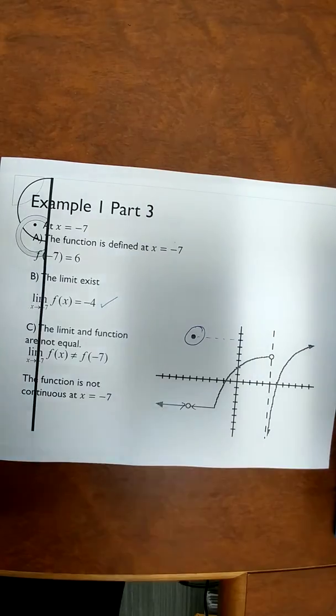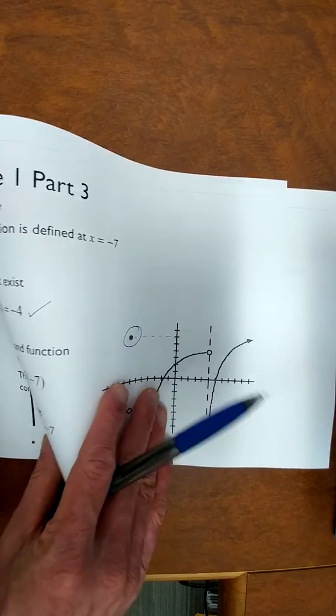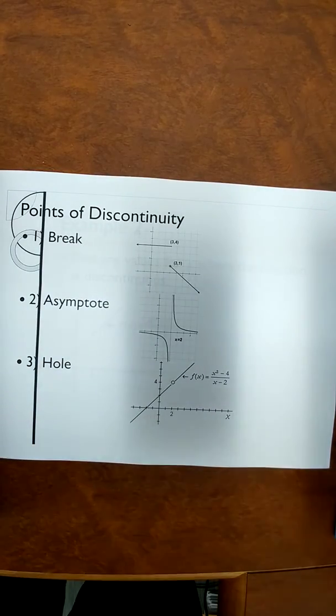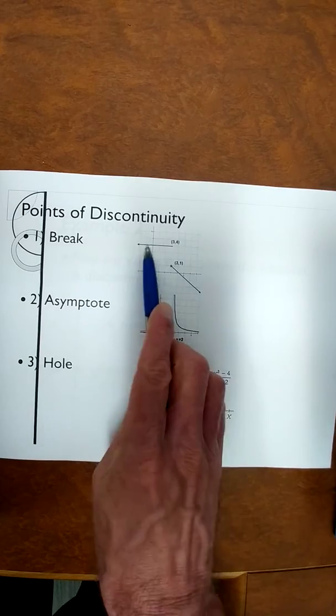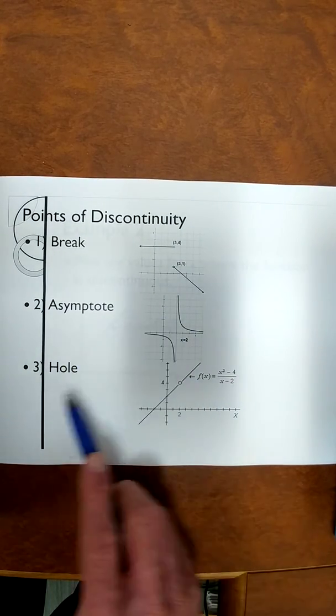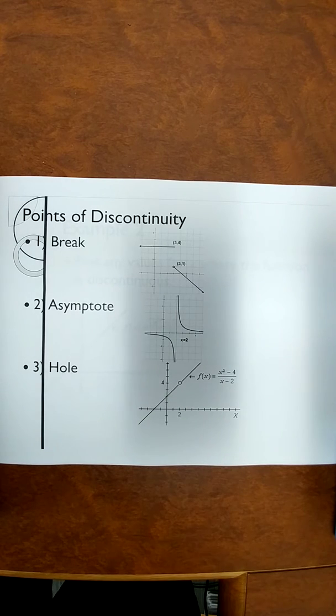So what we can do is I created a little list here. Here are some points of discontinuity that can occur. You can have a break, you can have an asymptote, or a hole. All three of those cases will result in something that is discontinuous at that point.